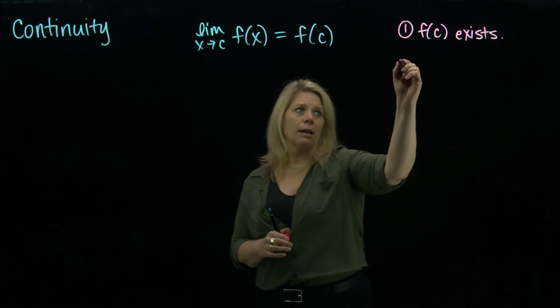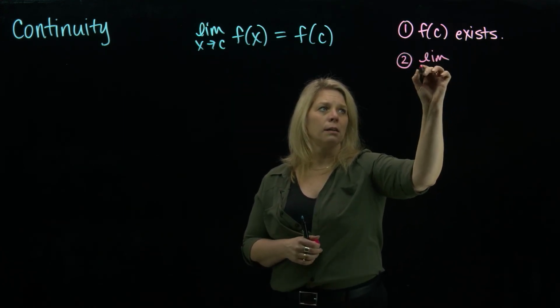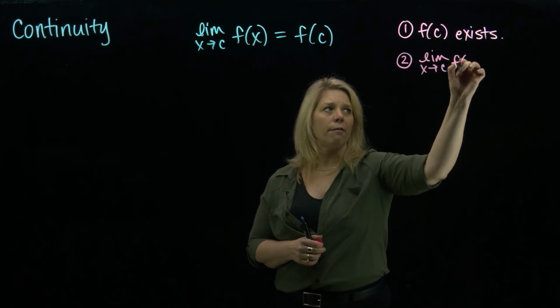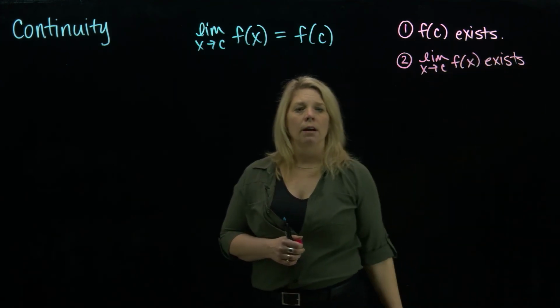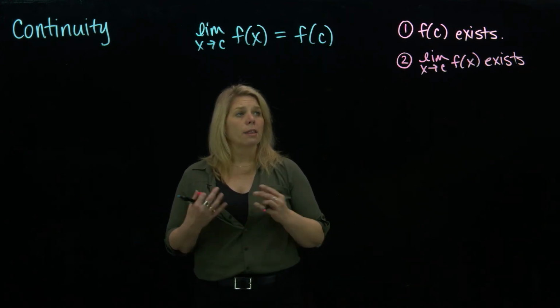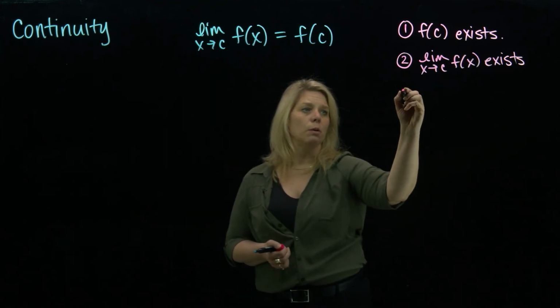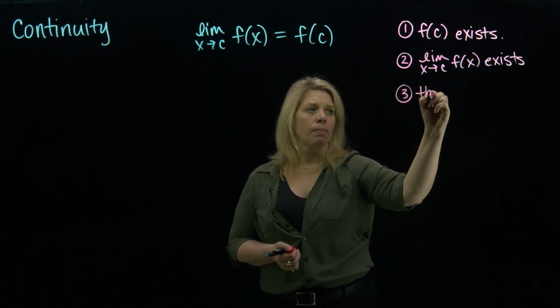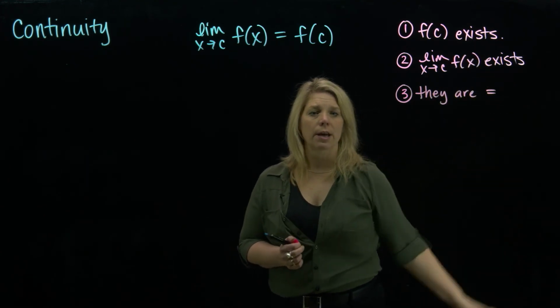Another thing to check is that the limit as x approaches c of f of x has to exist. So that's another consideration to think about. And then the third thing is that the function output and the limit have to be equal. So they agree with each other.